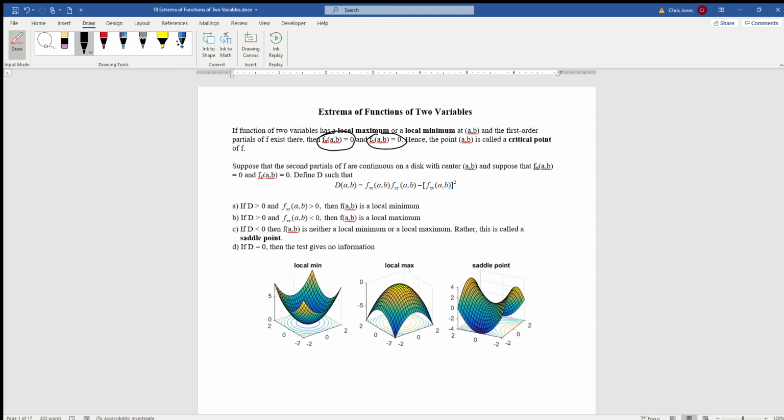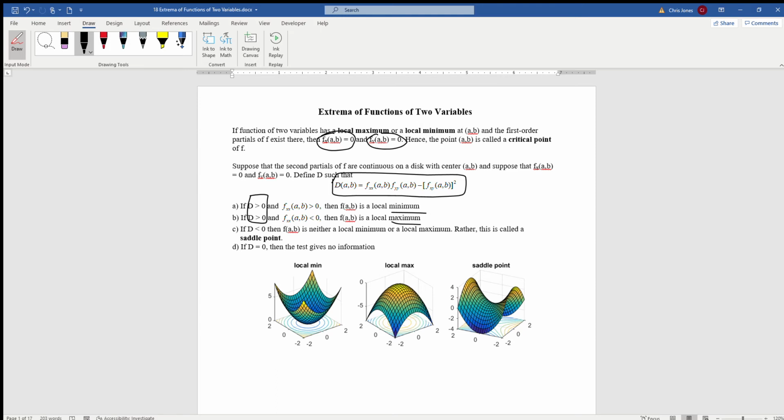Now, how do we determine if they're going to be maximum, minimum, or these saddle points? There's a formula that we can use. Once we find a point, we're going to plug each of those points back into this formula, D. D is going to tell us whether it's a maximum, minimum, saddle, or if it's inconclusive. If D is greater than 0, there are two options. It's either going to be a minimum if the second partial of x is greater than 0. If the second partial of x is less than 0, you have a maximum. Now, if D is less than 0, then we have this thing called a saddle point.